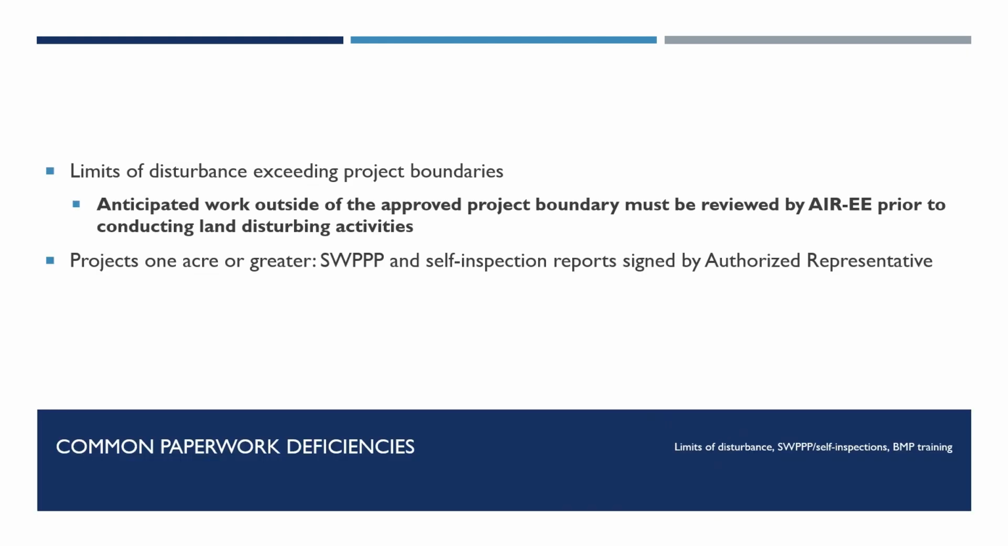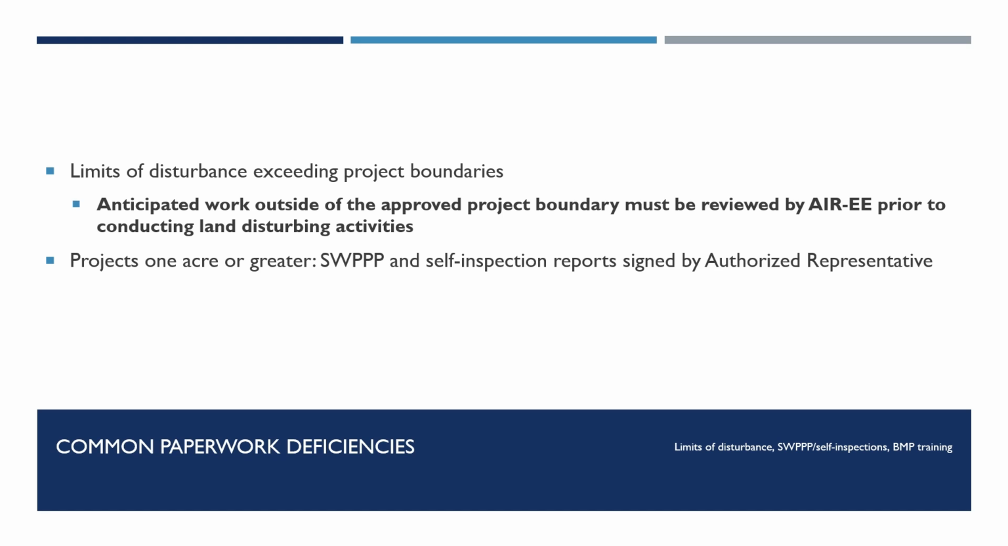Common paperwork deficiencies. One common deficiency inspectors encounter is limits of disturbance exceeding the project boundaries established in the approved SWIP or SSBMP plan. As described previously, anticipated work outside of the approved project boundary must be reviewed by AIR EE prior to conducting land disturbing activities. These changes must be reflected in applicable project documents and, depending on the project category and size, may result in needing additional NPDES permit coverage.